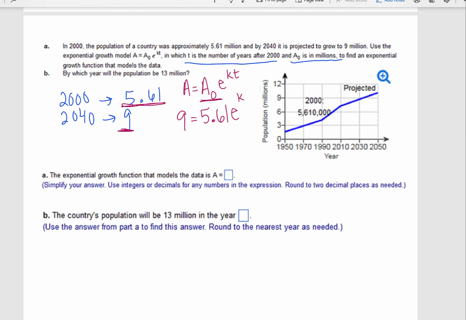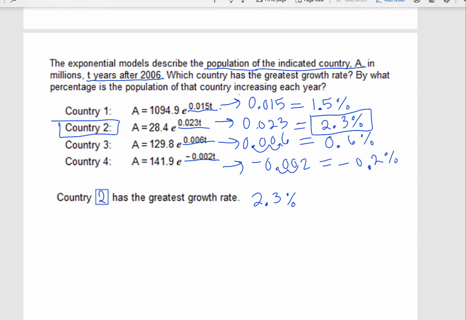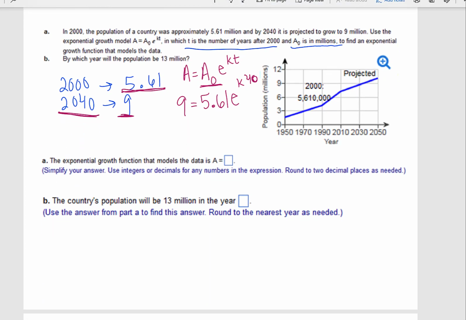So remember, 2040 would be 40 years after 2000. So they're saying, look, it's starting at 5.61 and then we travel up. So we're actually solving for K, which represents the growth rate. Remember in that last problem we looked at the value before T, go back and look at it. We looked at the value before T, right? So whatever the coefficient was there, that was the growth rate. So that's what we're solving for here.